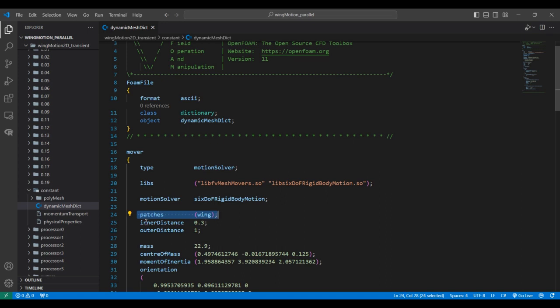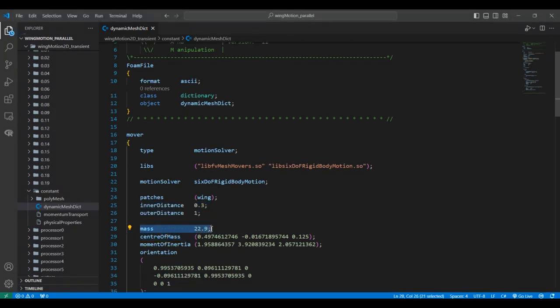Next, we define the inner and the outer distance. These two parameters are very crucial for the mesh motion. Anything of the mesh inside the inner distance directly moves with the mesh nodes as a rigid body. Anything outside the outer distance, there will be no morphing that is going to occur. Between the inner distance and the outer distance, the mesh nodes are morphed.